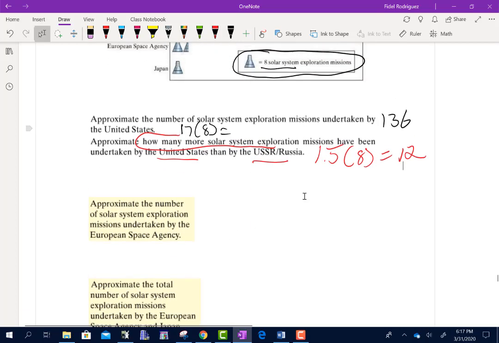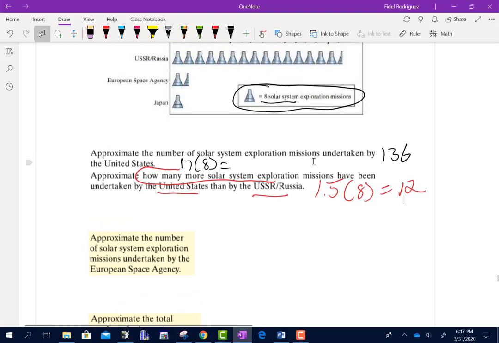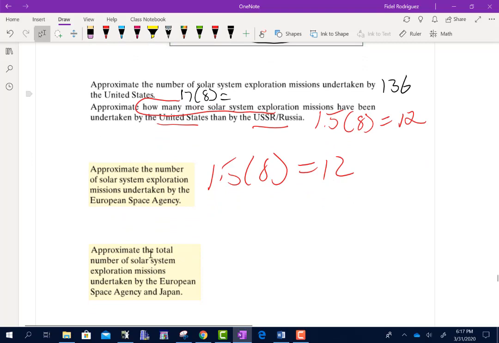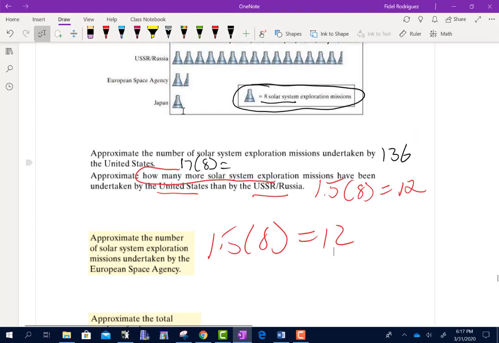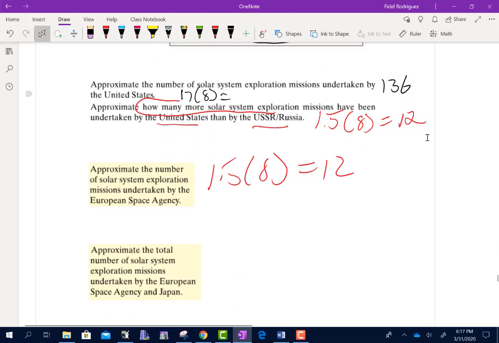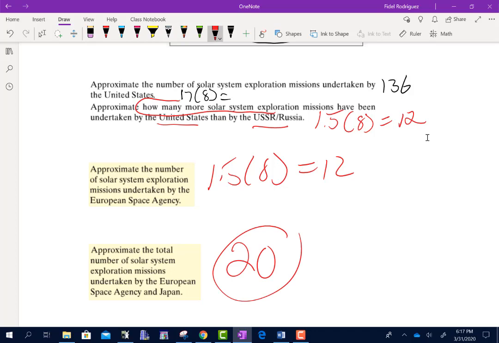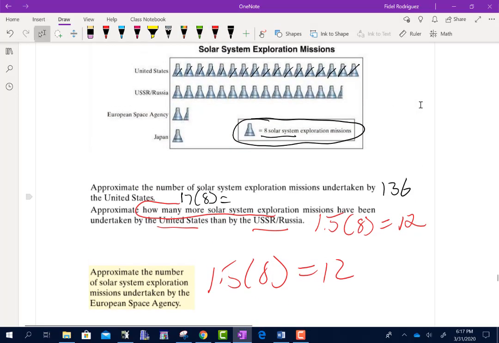Okay, what about the Europeans? So the Europeans have 1.5. So again, we already said that 1.5 times 8 was 12. And then, let's see, approximate the number of solar system exploration missions undertaken by the Europeans and Japan. So European was 12, Japan is another 8. So that should give us a total of 20, right? Because each little capsule is 8.